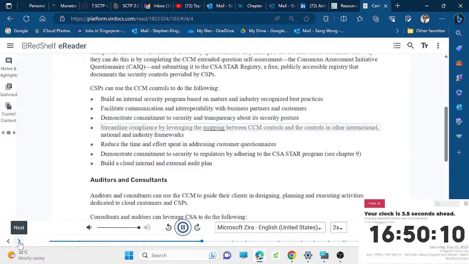security posture, streamline compliance by leveraging the mapping between CCM controls and the controls in other international, national and industry frameworks, reduce the time and effort spent in addressing customer questionnaires, demonstrate commitment to security to regulators by adhering to the CSA STAR program. See Chapter 9, build a cloud internal and external audit plan.